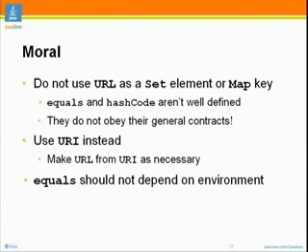And what can we learn from this one? Well, the main thing is that because URLs are broken, you should not use them as set elements or map keys. In fact, you pretty much shouldn't use them much at all. Their equals and hash code methods simply aren't well defined, and they disobey the general contracts for equals and hash code. One of the contract stipulations says that the equality and the hash code of elements should not change over time unless you change the elements.